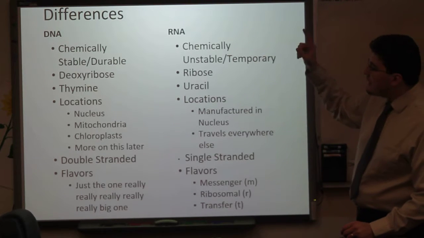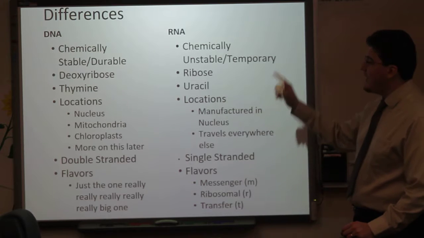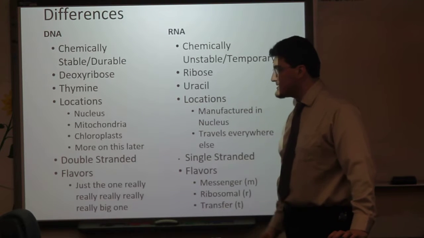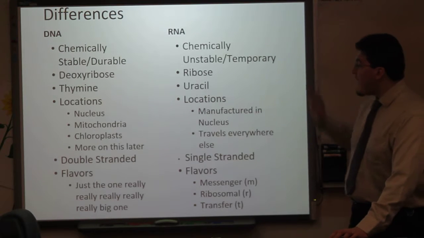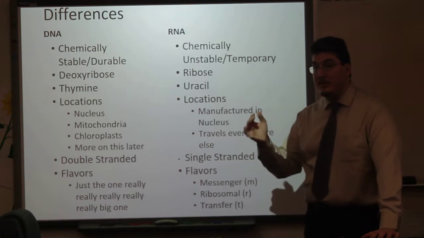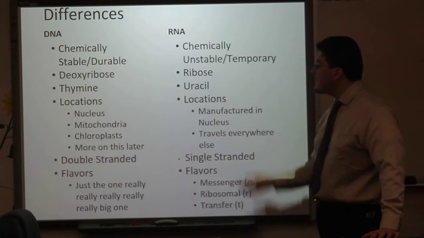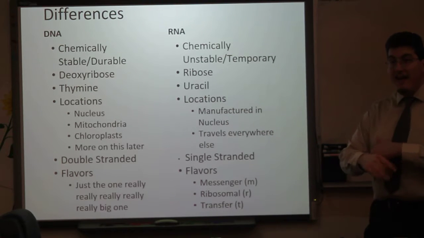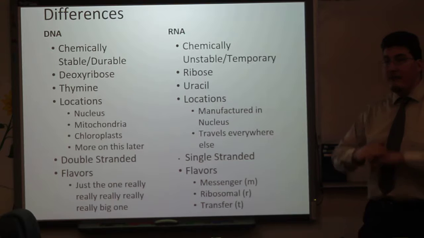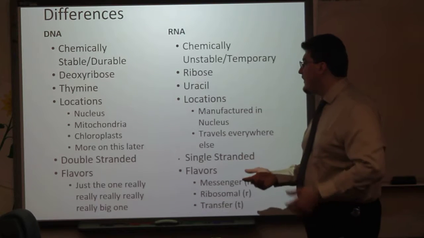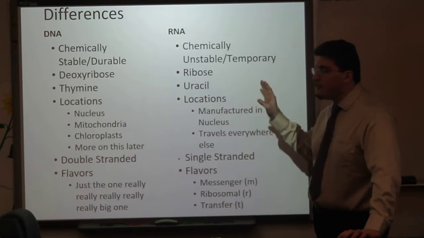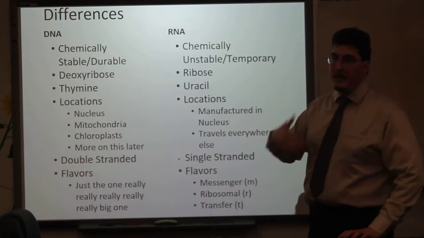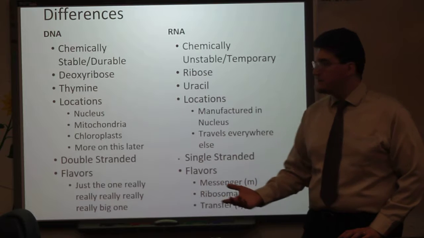Locations. DNA is found in the nucleus, in mitochondria, and in chloroplasts. Whereas RNA is found wherever DNA is found because it is transcribed from DNA, but it is also traveling everywhere else within the cell, into the cytosol. So it's manufactured in the nucleus, but it travels everywhere else within the cell to be translated into protein.